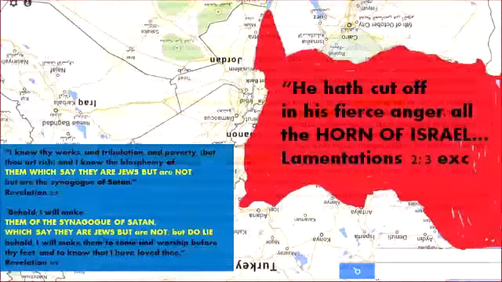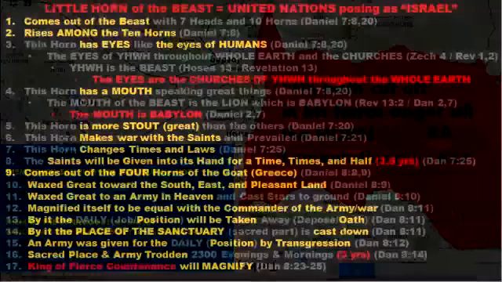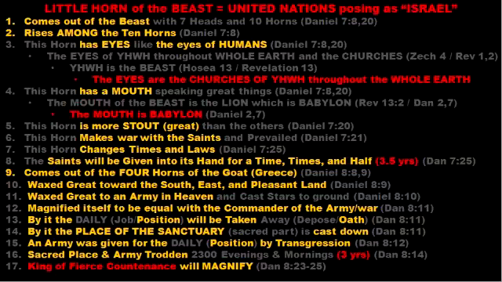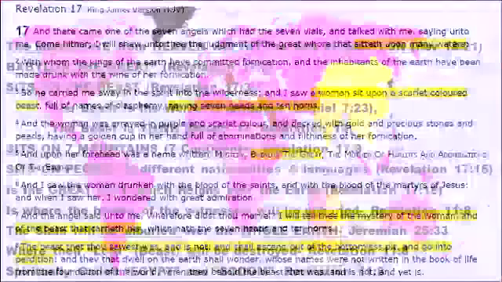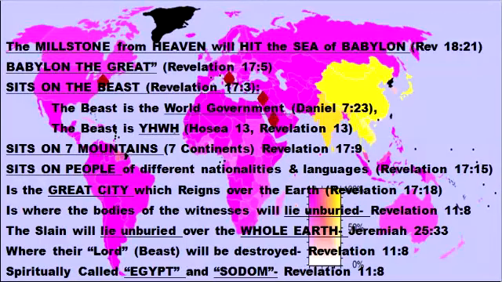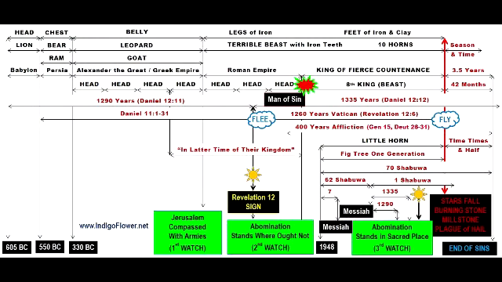The little horn is the country of Israel created by the 8th king. Its eyes are the churches of Yahweh throughout the whole earth. The mouth of the little horn is Babylon, who is the harlot who sits on the beast, who sits on the whole world, on all 7 continents, and sits on the people who worship the beast, the religions that literally worship Yahweh. Do you know anyone who is worshiping the beast and the little horn right now?